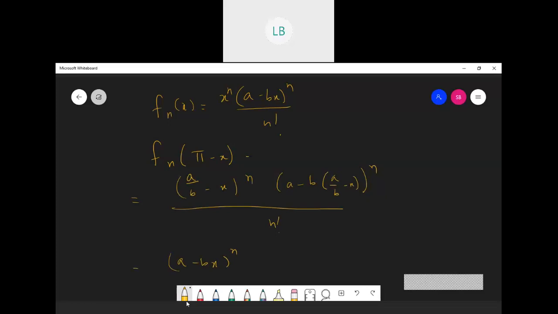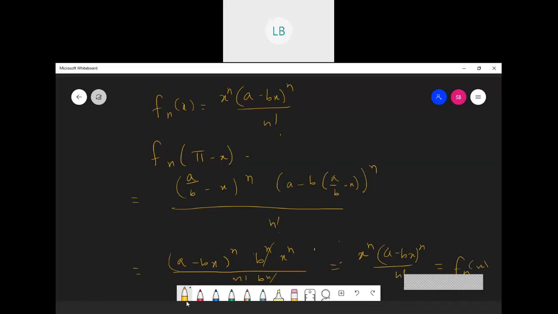So this will give you a minus bx, whole power n, by n factorial times b power n, and here a minus a plus bx, whole power n. So a minus a will cancel out. This will give b power n times x power n. So b power n, b power n cancel out. So this will give you x power n times a minus bx, whole power n, by n factorial, which is exactly the same as fn of x. So we can see fn of pi minus x is exactly the same as fn of x.